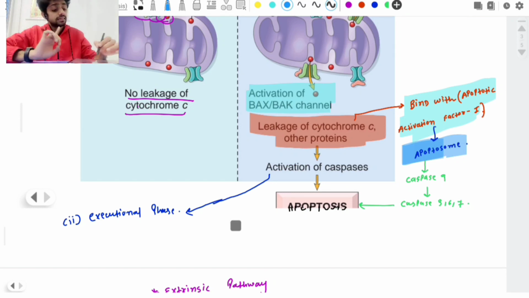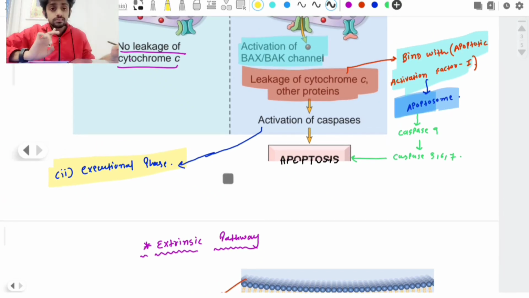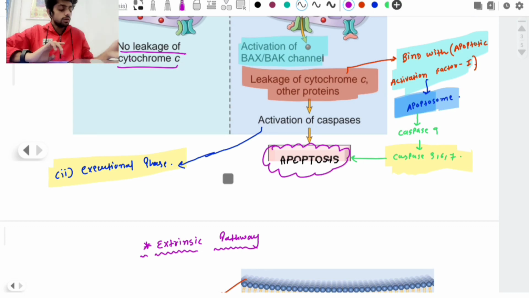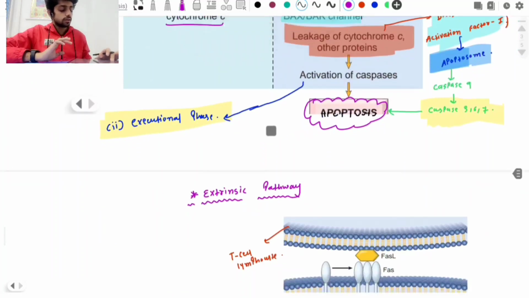This apoptosome goes and activates what? Caspase 9. Remember guys, what is caspase 9? It is an initiator caspase. Now that can lead to the activation of what? Caspase 3, 6, 7. These are our executioner caspases, so this is also called the executional phase. So first is the initiation phase, second is the executional phase. I hope guys this is clear. So these caspases 3, 6, 7 become activated, and then the cell undergoes apoptosis. So this is all about the intrinsic pathway. Once you go through this, you can remember it.